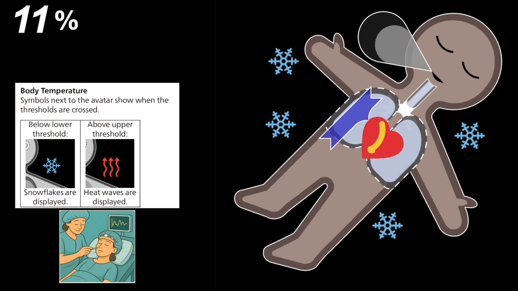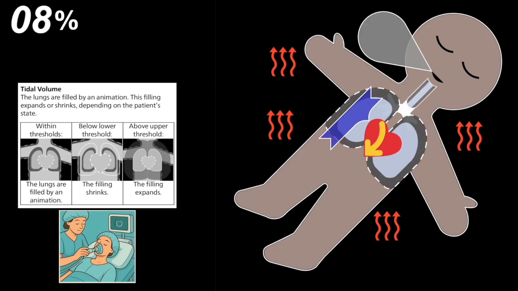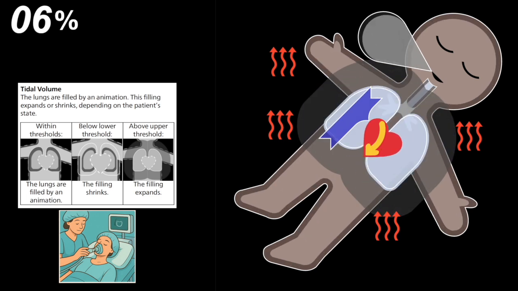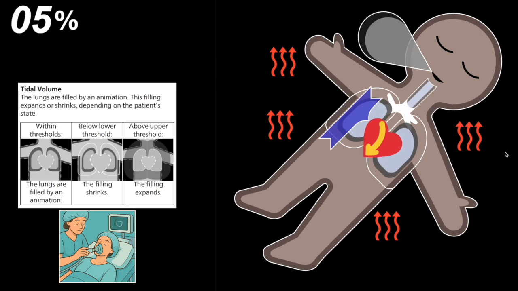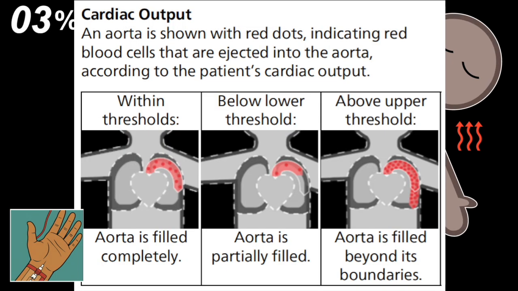Body temperature can be shown as too low or too high. If you also measure tidal volume, the patient may have regular lung excursions, too high or too low, with the lungs not reaching the normal white line. Cardiac output is shown as the state of the aorta, which can be safe, too low, or too high.